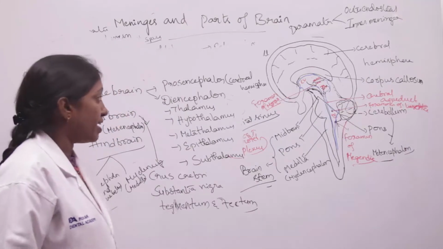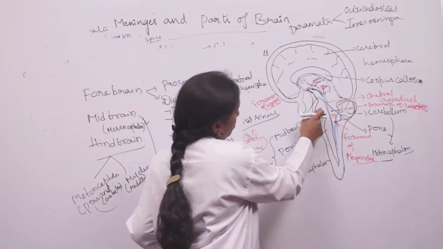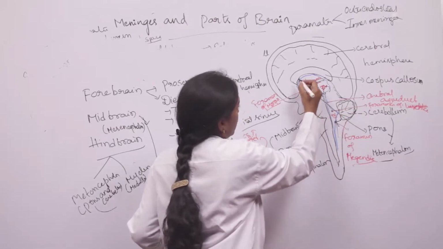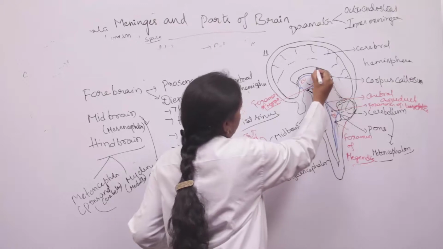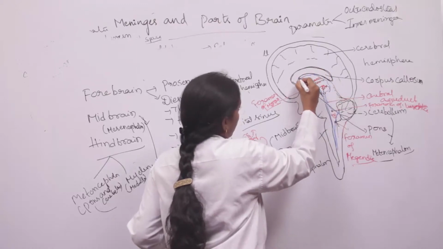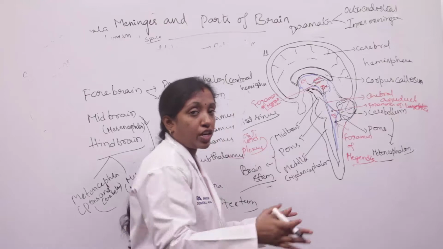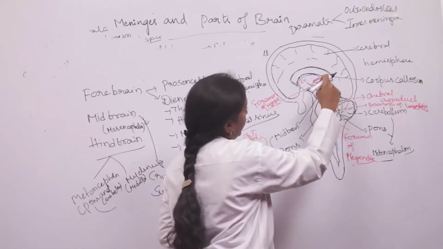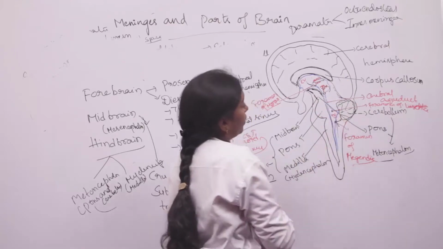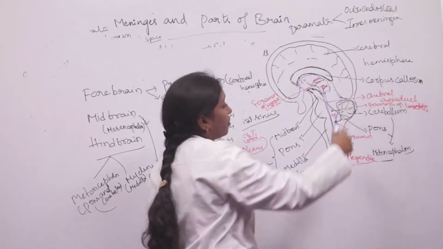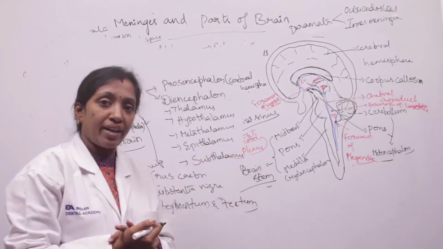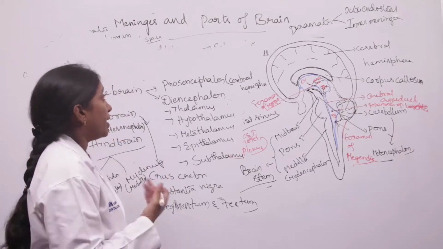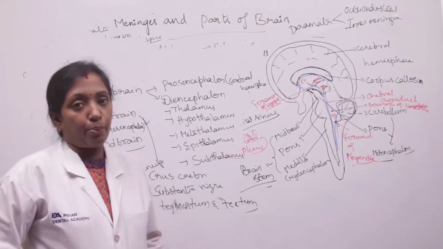Okay, cerebral hemispheres, and this is the midbrain, this is the pons, this is the cerebellum, and this is the medulla oblongata. Here we have the thalamus, and this is the corpus callosum, which connects the two cerebral hemispheres. We have the lateral ventricle here, the third ventricle here, and this is the fourth ventricle. Okay, the brain is covered by three meninges. From outside inwards we have dura mater, arachnoid membrane as well as pia mater. So that's about the meninges and parts of the brain.